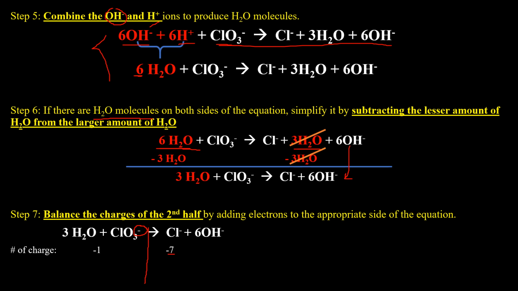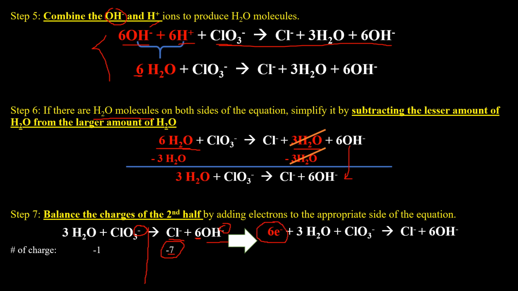Why negative 7? Because as we mentioned a while back, you count the number of charges by multiplying the coefficient and the exponent or the charge. So this is negative 6 on this side plus negative 1 for the Cl ion. That would be negative 7 on the product side. So it's obvious that they are not yet balanced in charge. So what are we going to do to make them both negative 7? Obviously, we need to add 6 electrons on the reactant side to make both of the charges equal to negative 7.